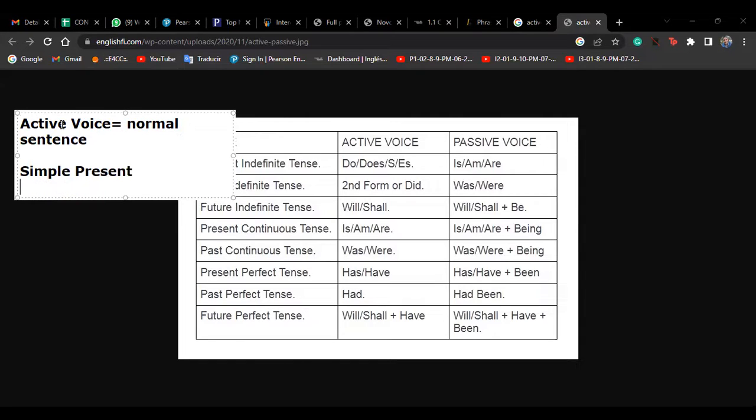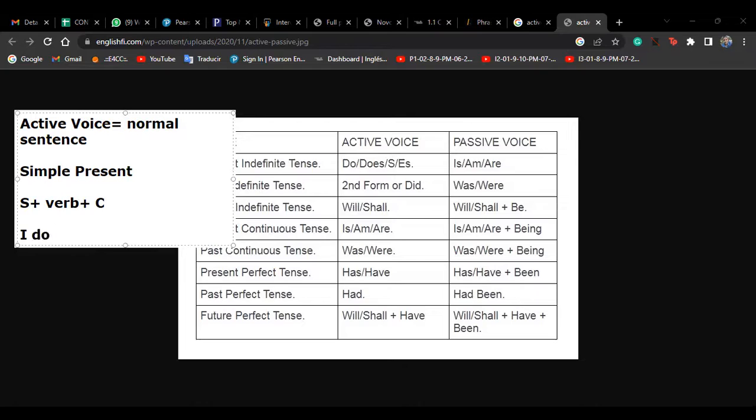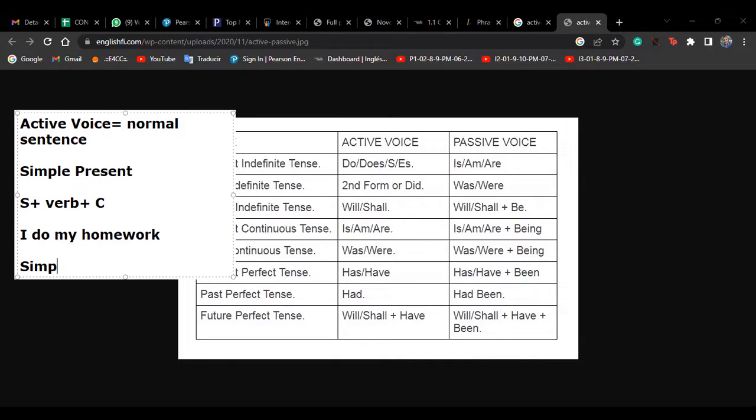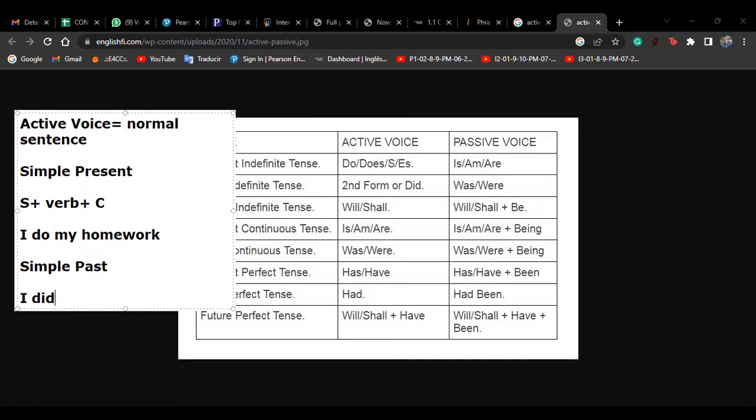Remember that in simple present, we always need a subject plus the verb or the action plus the complement. For example, I do my homework. So this is active voice. I do my homework. That's a normal sentence. Another example, if I put simple past, I did my homework. And this is a normal sentence, I did my homework in simple past.